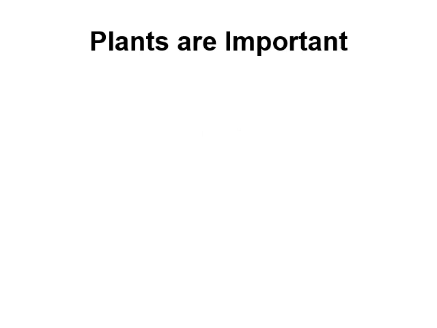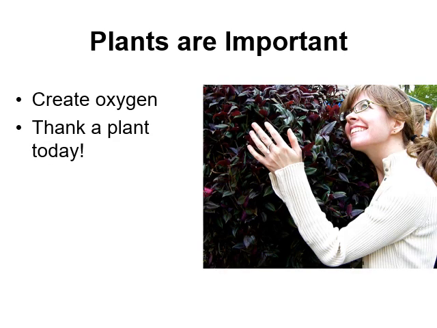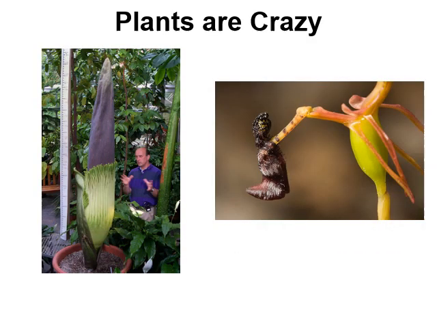So plants are, of course, crucially important to us. Most importantly, they create oxygen, right? So I should thank a plant today, because a lot of the oxygen in the atmosphere comes from plants. And a lot of the things that we eat are plants, or we eat things that eat plants. Which I don't think you need any reminding of at this point. Plants also do some pretty cool things. Even though they just sit there, they can do some pretty crazy stuff.